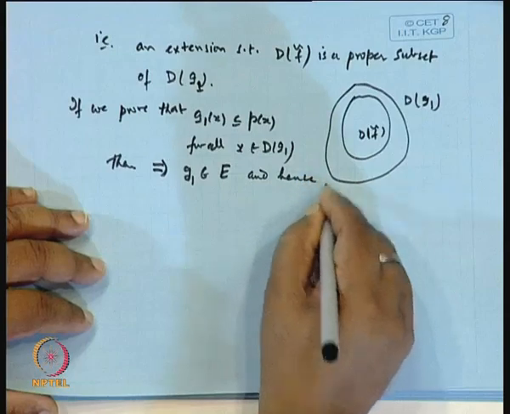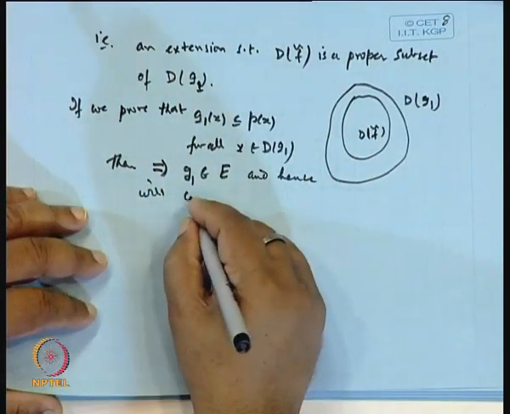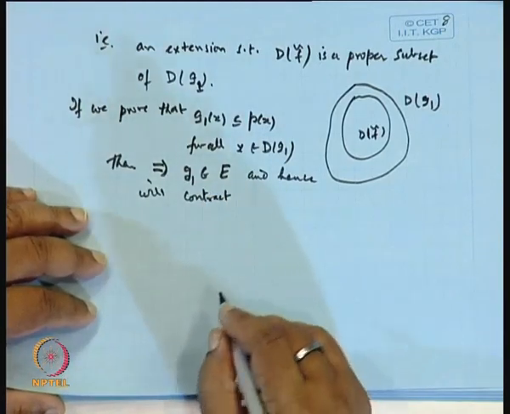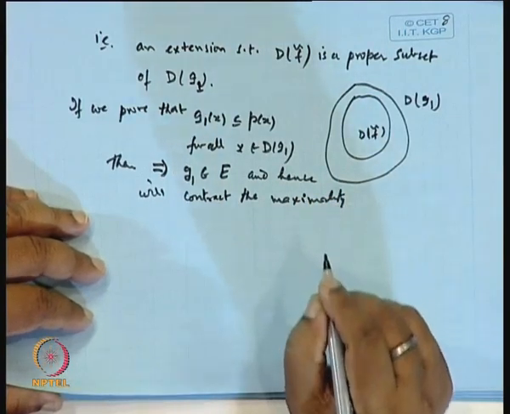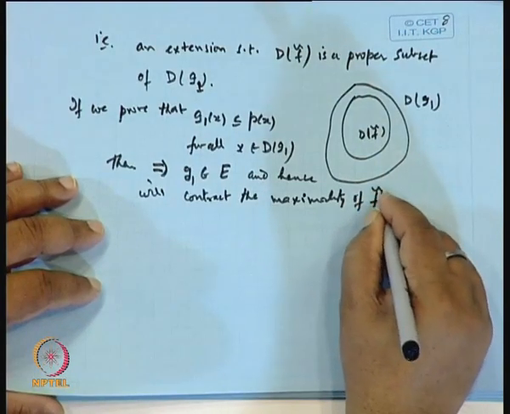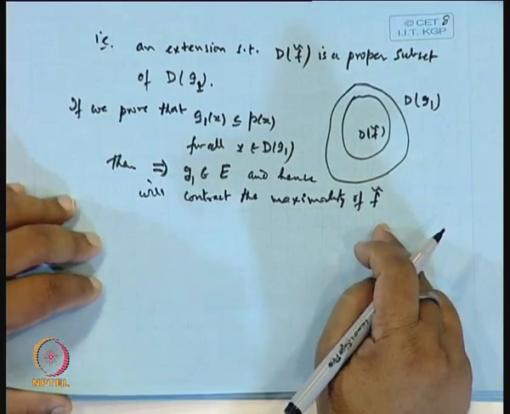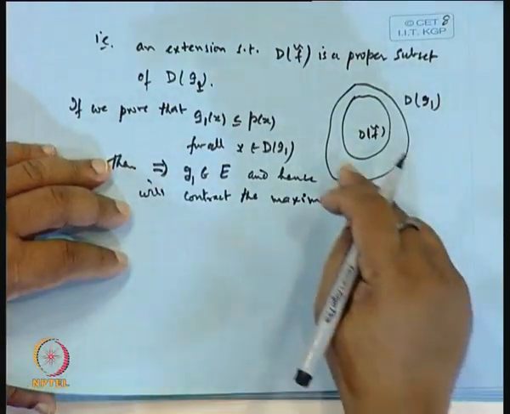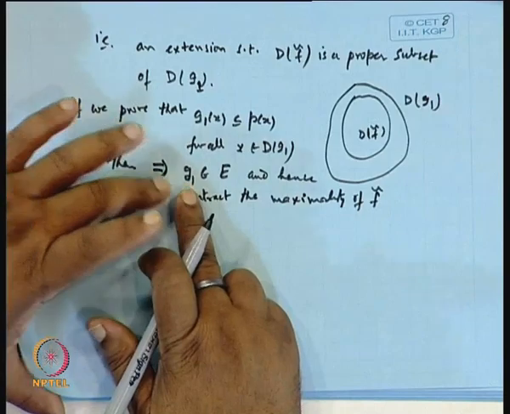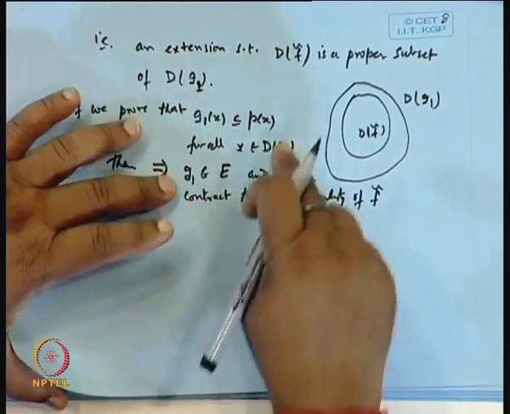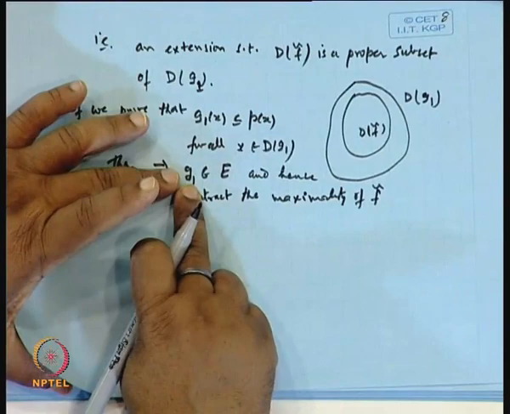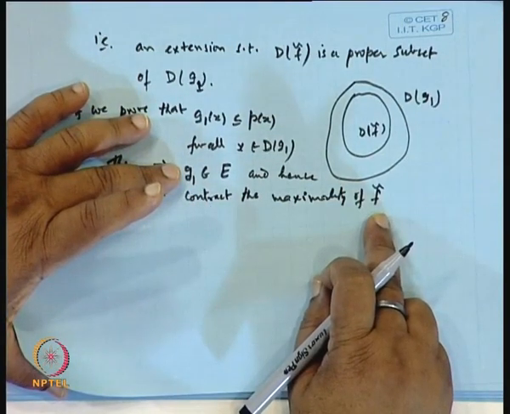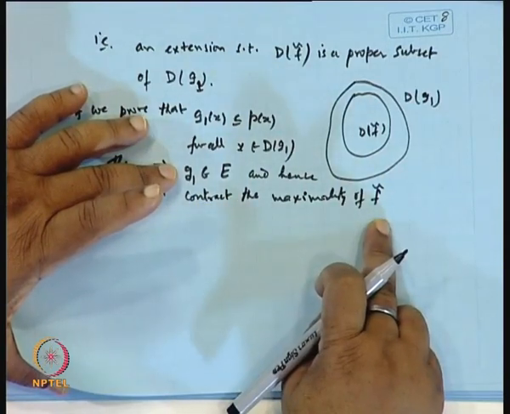Hence this will contradict the maximality of F delta, because if F delta is a maximal element, then a functional which is linear and an extension of this cannot be an element of E. Here we have shown that G1 is an extension of F delta. If I prove that G1 also satisfies this condition, that G1 is linear and dominated by P x, then obviously G1 will be an element in E, hence it will contradict the maximality of F delta.